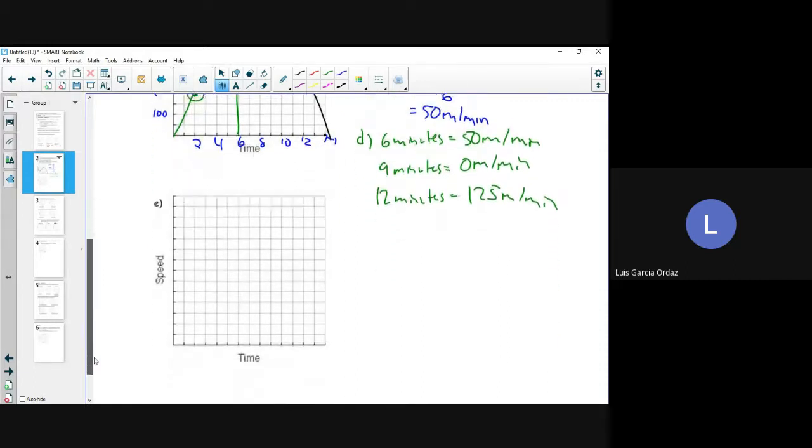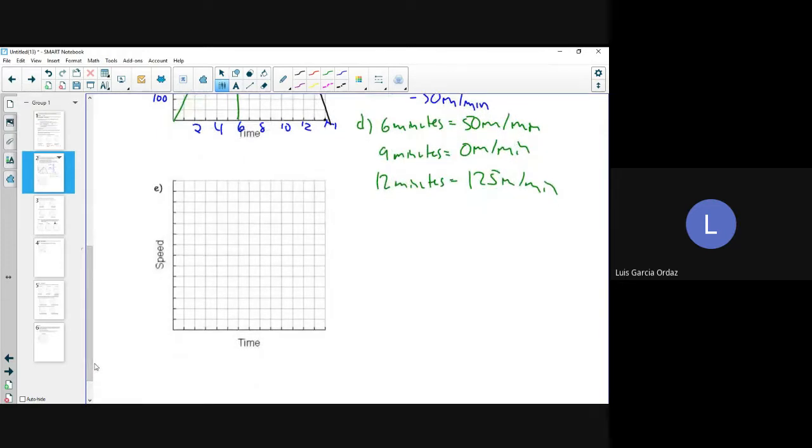So now what we're going to do with the information in question D, we are going to draw a speed versus time graph for Serena's run. So in the first 2 minutes, we're going to label again, 2, 4, 6, 8, 10, 12, 14. And our speed, 25, 50, 75, 100, 125, 150. So for the first 2 minutes, she had a speed of 100 meters per minute, okay? So for the first 2 minutes, she went at 100 meters per minute.